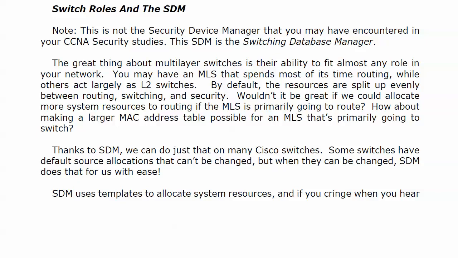I wouldn't say exactly one third, one third, one third, but they're split up evenly and nicely between routing, switching, and security. Wouldn't it be great, though, if we had a multi-layer switch that was primarily going to route and we could allocate more of the system resources to routing? How about if we have that multi-layer switch that's primarily going to be a layer 2 switch? It's going to be mostly switching. How about making a larger MAC address table possible for such a multi-layer switch?